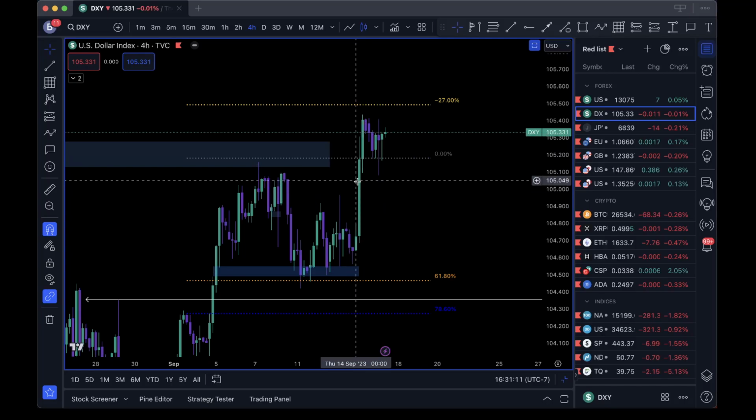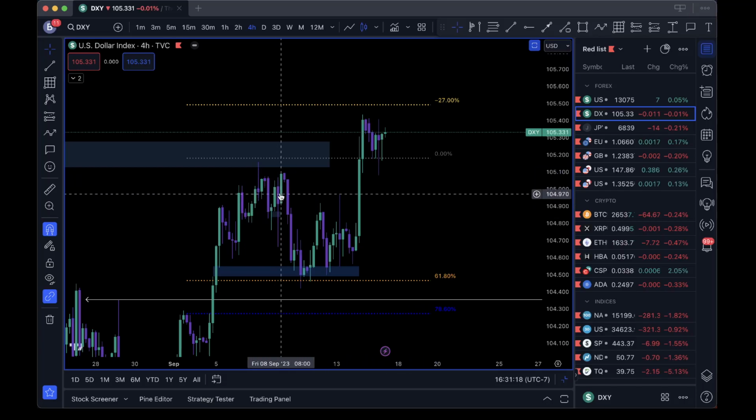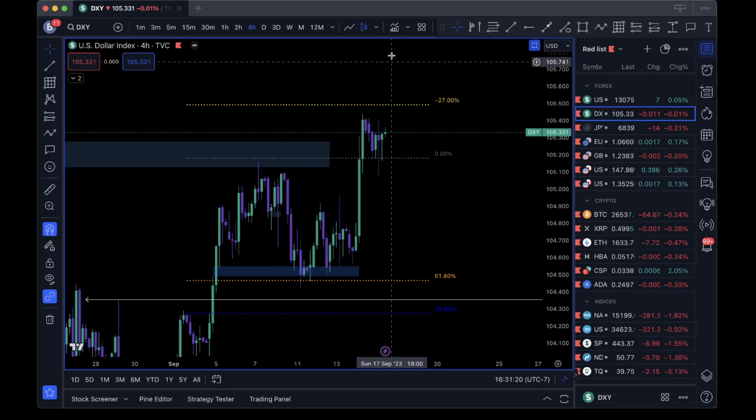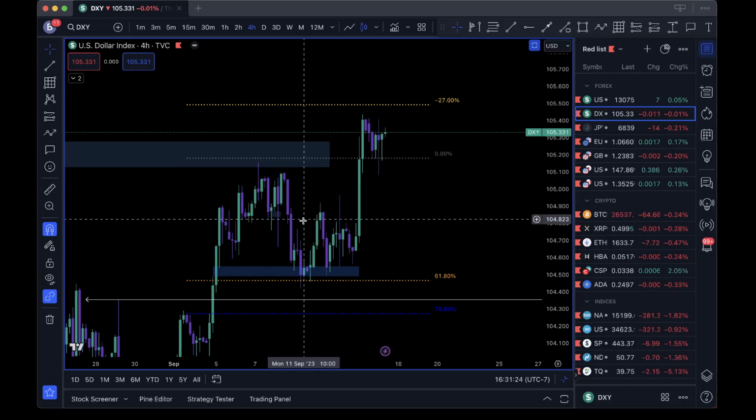But if we don't, if we break below, there's definitely room to come down. We kind of have this breaker block right here that it was tapping into. This breaker block, right? This last green candle before, anyways. But I actually could see this level right here.